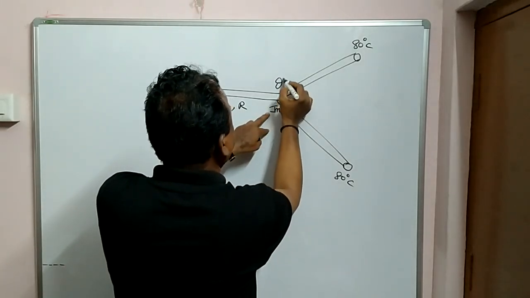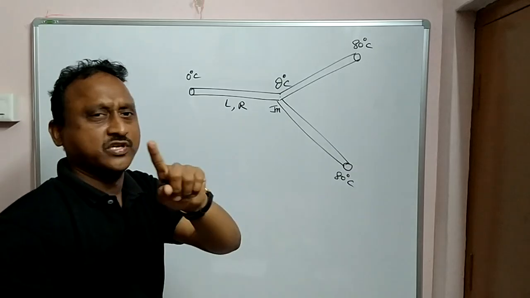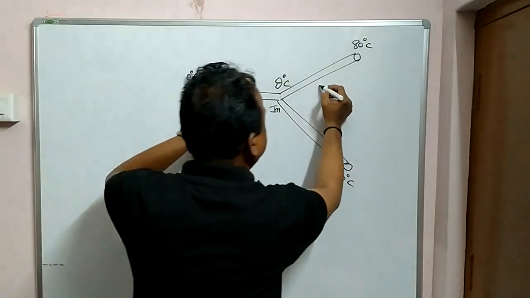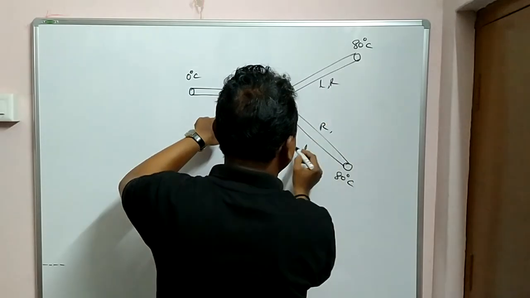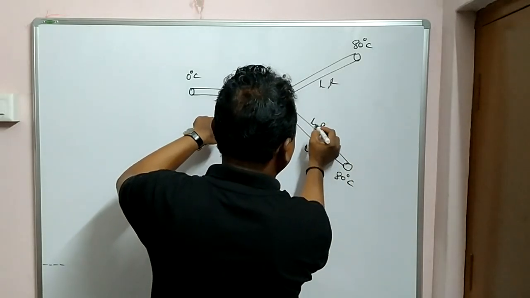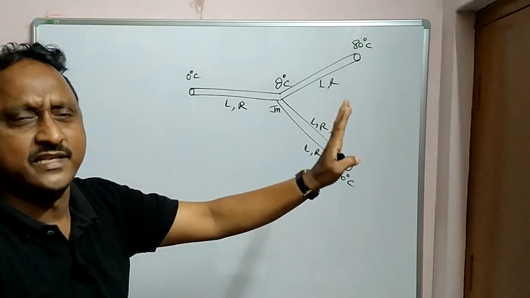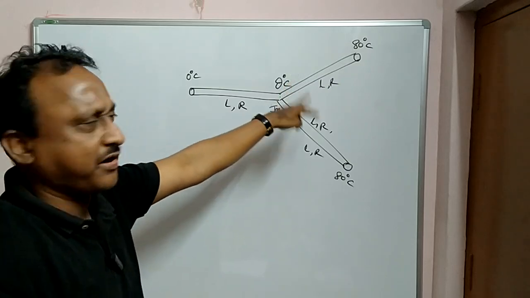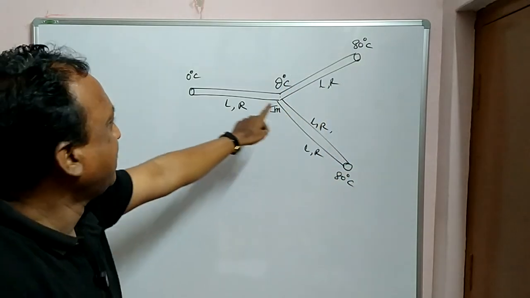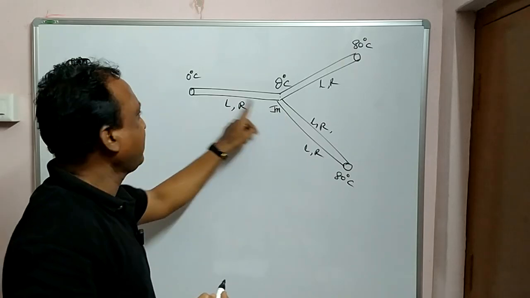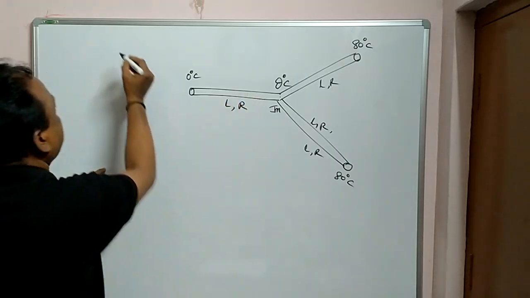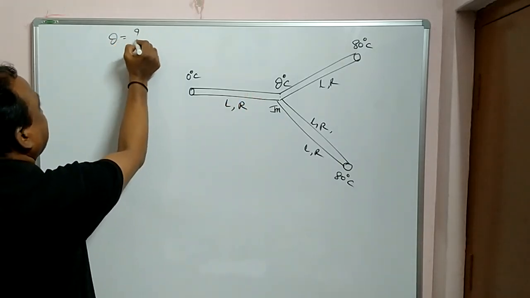Let the temperature be theta degree centigrade. The question is, 3 equal rods, same length, so resistance is also the same. Identical rods, diameter also the same. Now here the temperature is 80, the junction is not given, and here 0 degrees. So he is asking you what is the temperature at the junction.